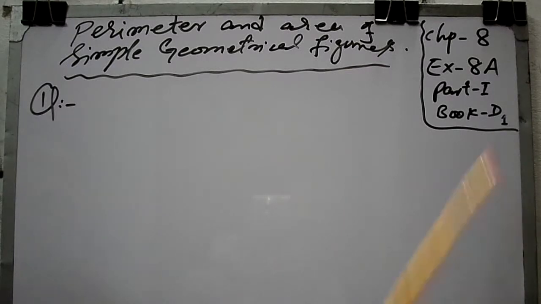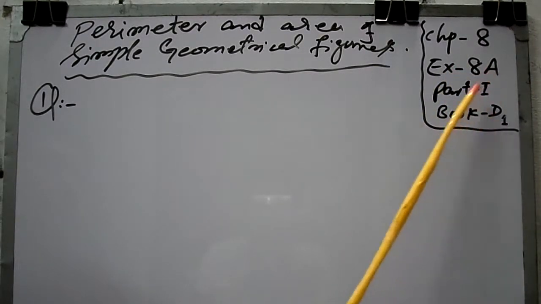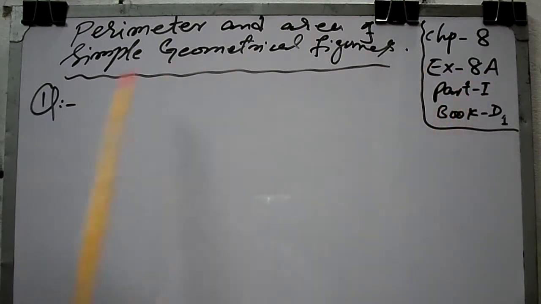Today we will discuss chapter number 8, exercise 8A, book D1. This exercise is divided into two parts. Today we will discuss part number 1, perimeter and area of simple geometrical figures. Question number 1, copy and fill in the missing numbers.